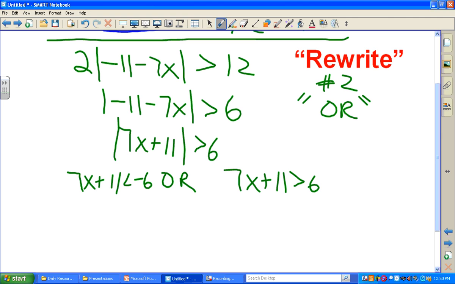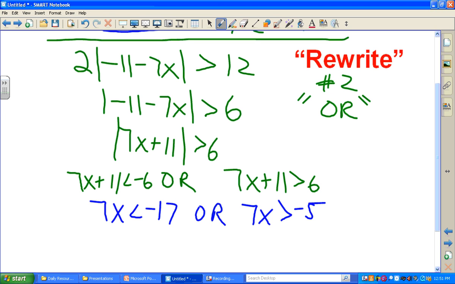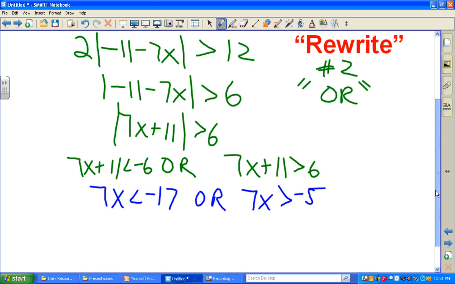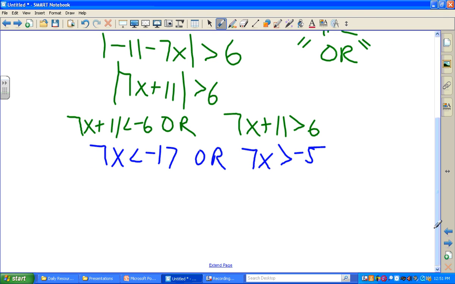Well, I think we're ready now, don't you? 7x is less than negative 17, or 7x is greater than negative 5. X is less than negative 17 sevenths, or x is greater than... Is everybody else getting this? X is greater than negative 5 sevenths?